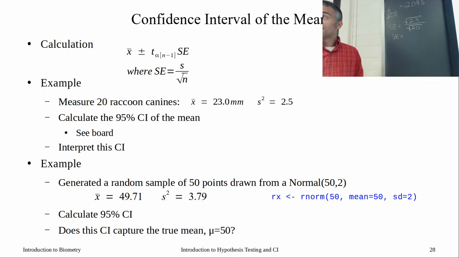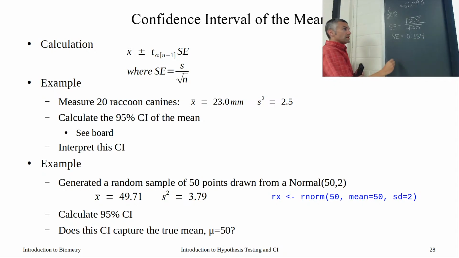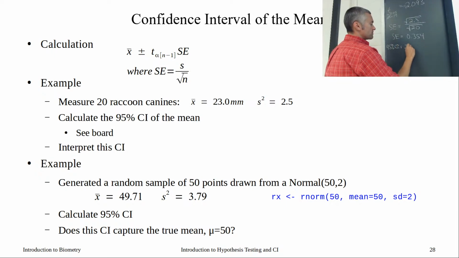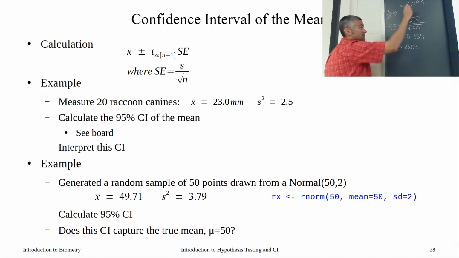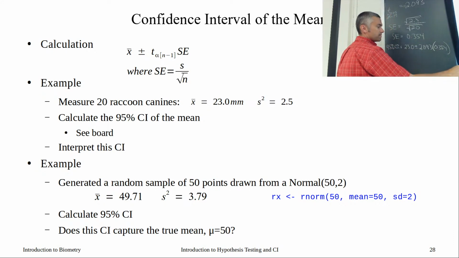What'd you get? 0.354. Yep, 0.354. That's what I got. All right. So now what we have to do is get our actual confidence interval. So this is a 95% confidence interval. This will be our mean, which is 23.0, plus or minus our t value, 2.093, times our standard error, 0.354. All right. So calculate that. Let's get our range.